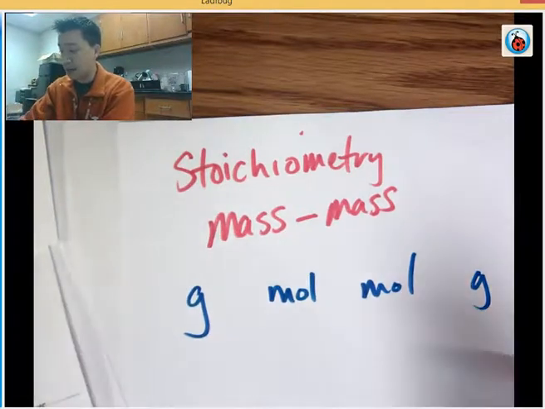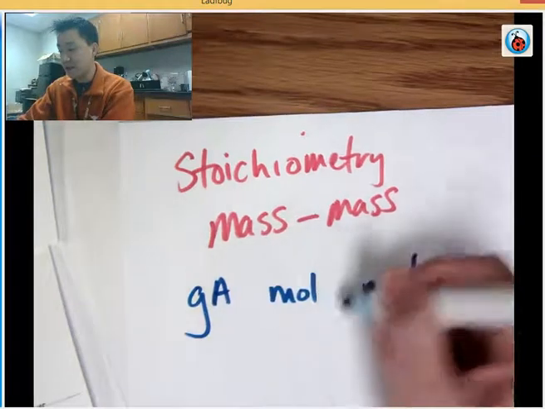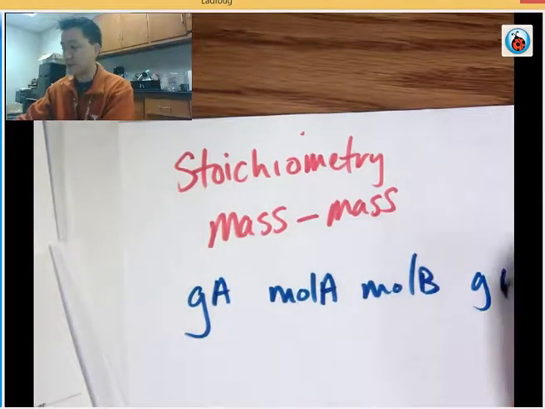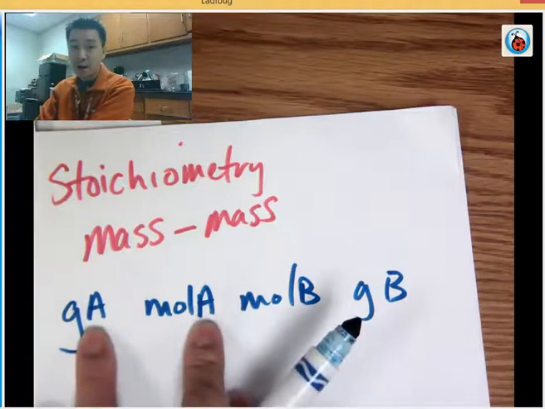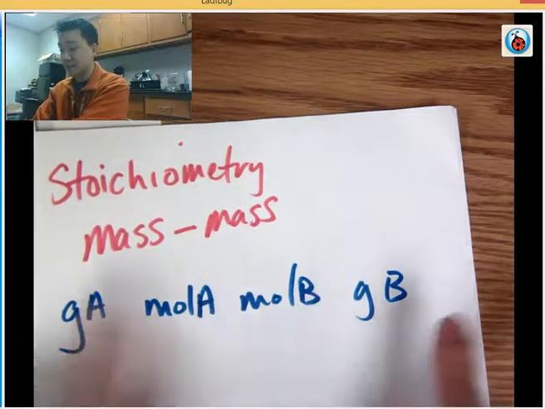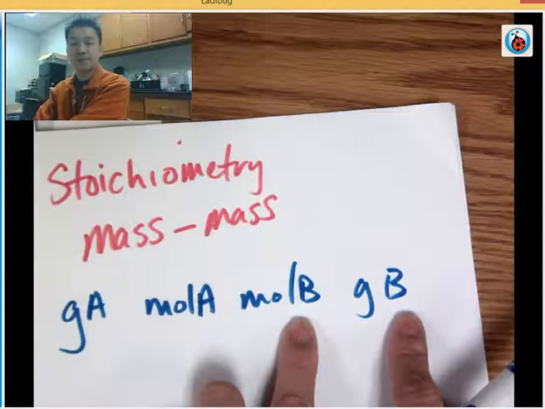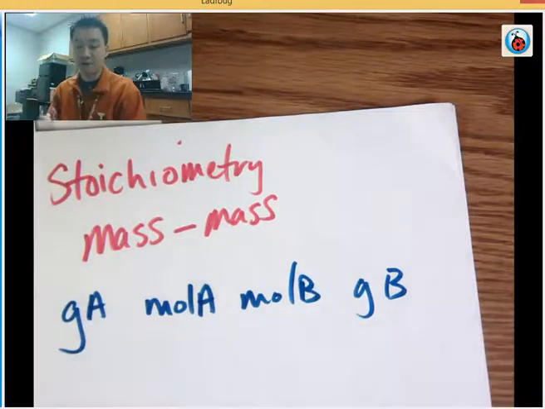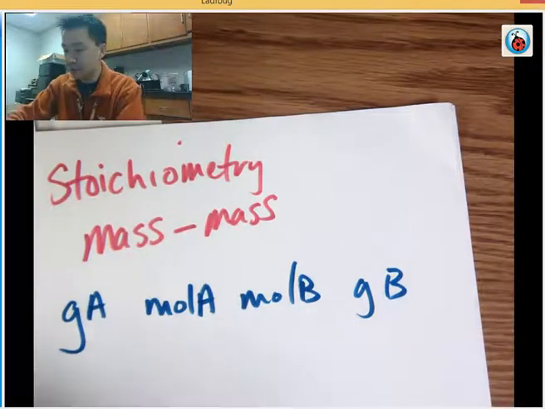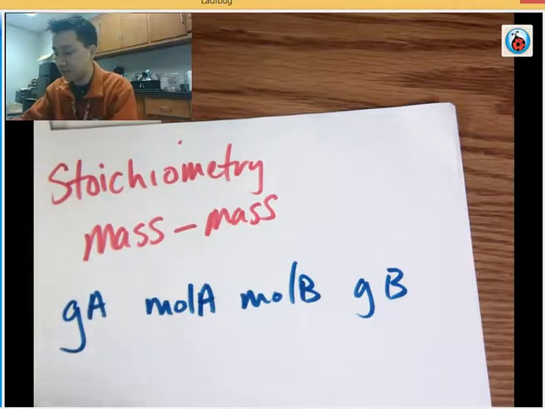Grams of the first substance, let's say A, mole of B, grams of B. So, remember the first 2 are the same substance, and the second 2 are the same substance as well. That's how it works, and the units they're talking about are the conversion factors.